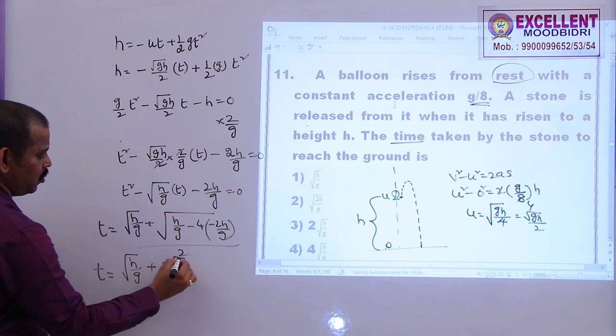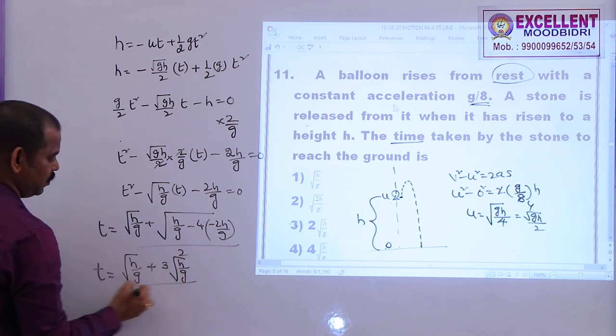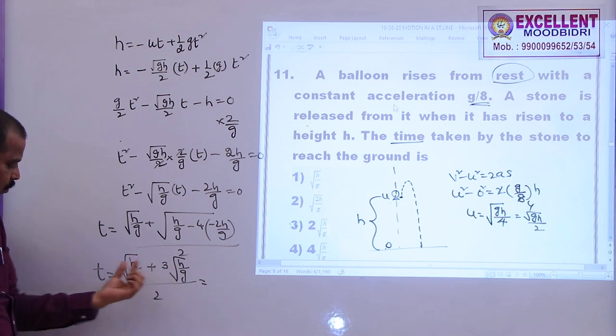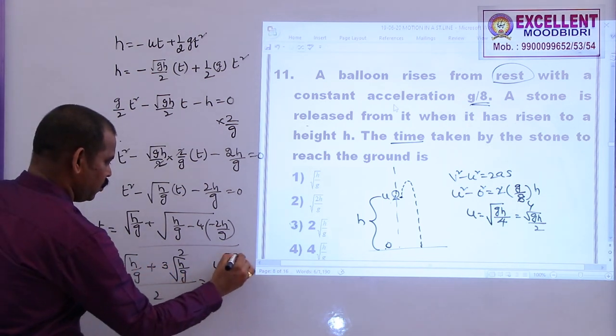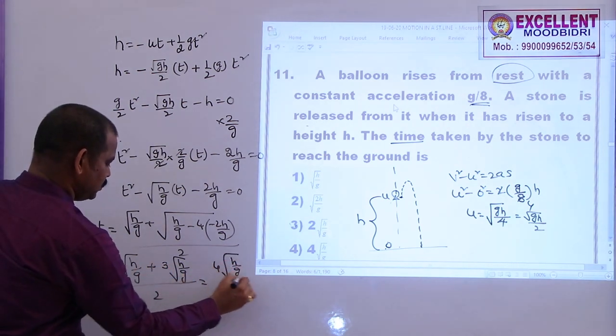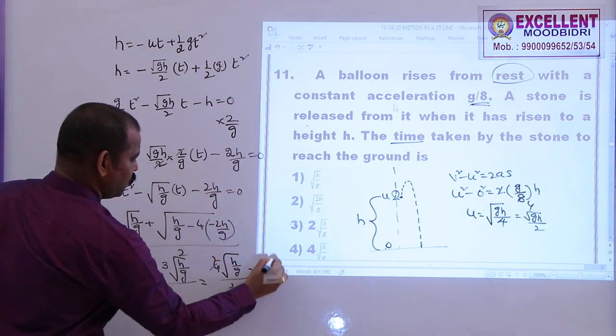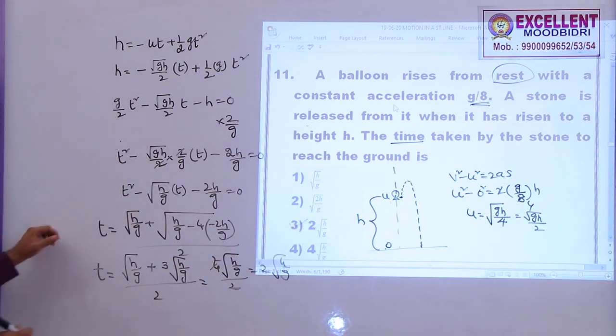You can write root over h by g into 3 by 2. You can see 3 plus 1 is 4. So this will be 4 root over h by g by 2. You can write 2 root over h by g. Option 3 is correct.